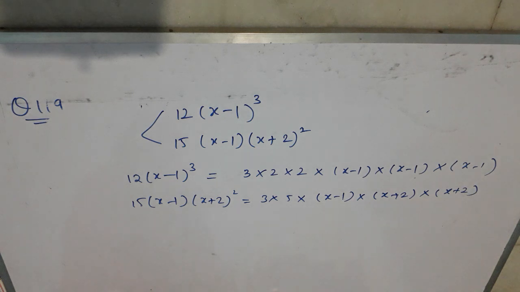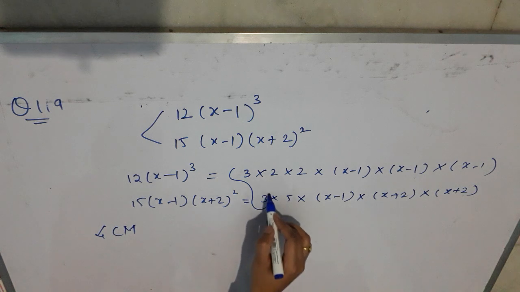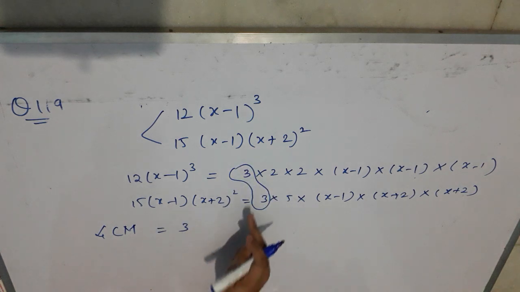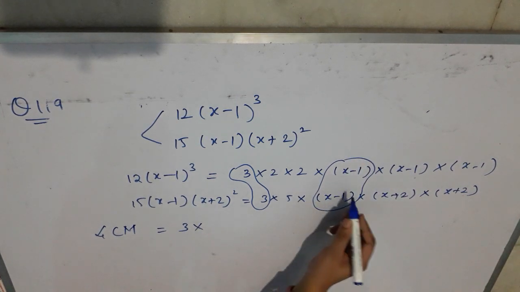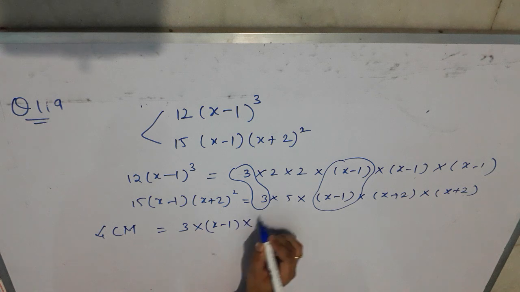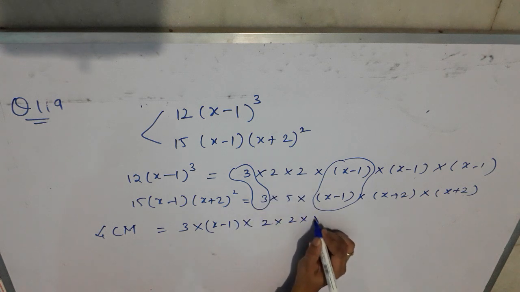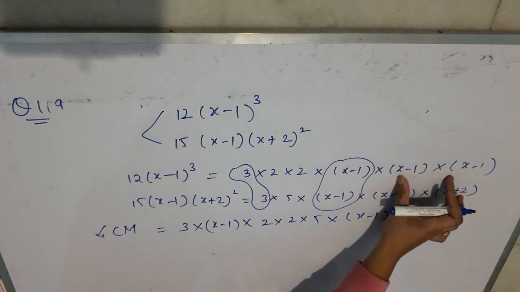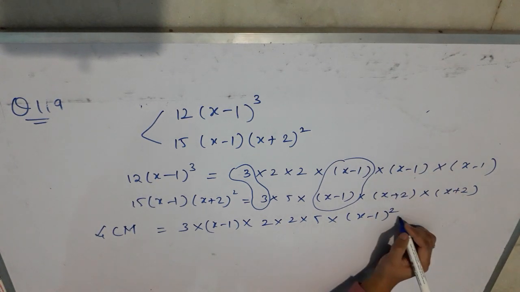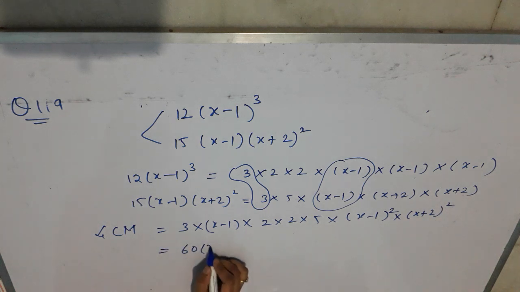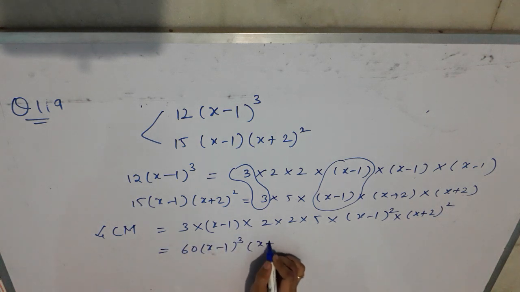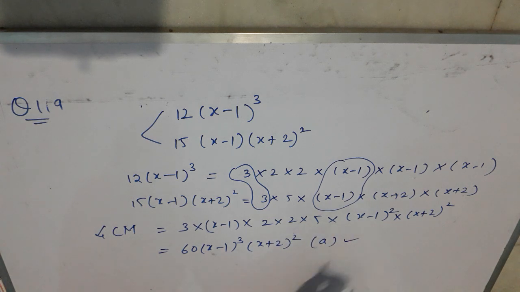How to take the LCM? In the LCM, whichever factors are common, we take only once, and the remaining factors come as they are. So this is 3 into (x minus 1) into the remaining 2 into 2 into 5 into (x minus 1), here both (x minus 1) into (x plus 2) square. So this will be 60 into (x minus 1) cube into (x plus 2) square, which is option number A. Let's move on to the next question.